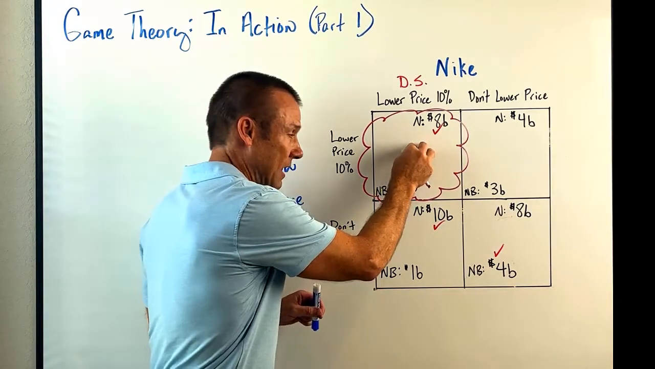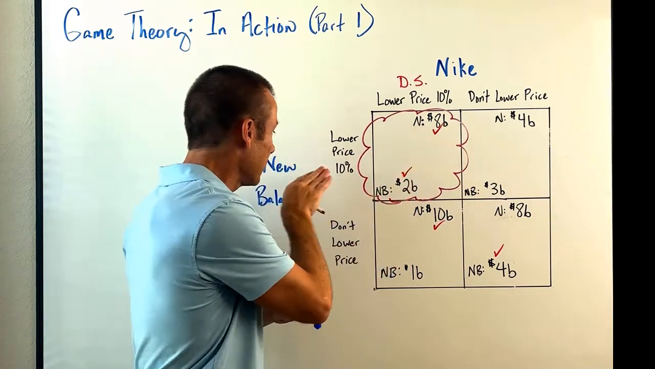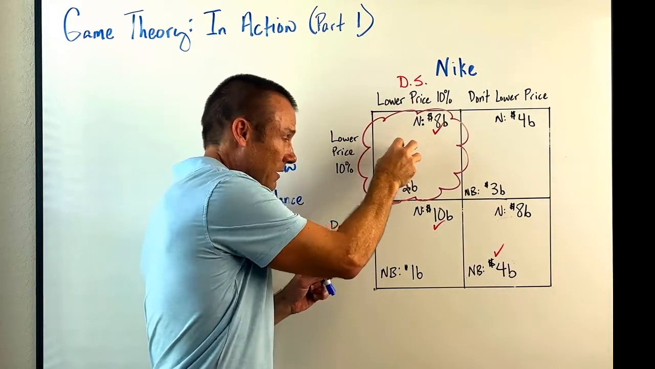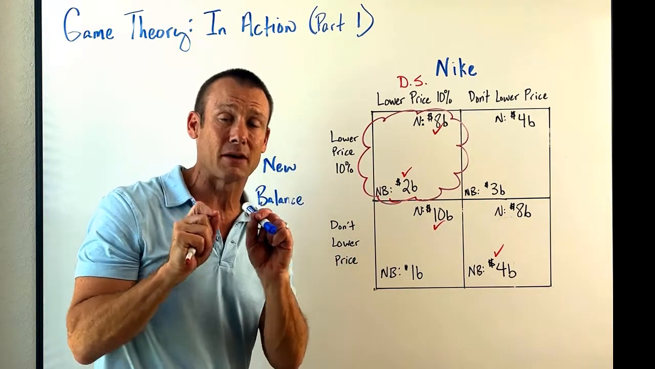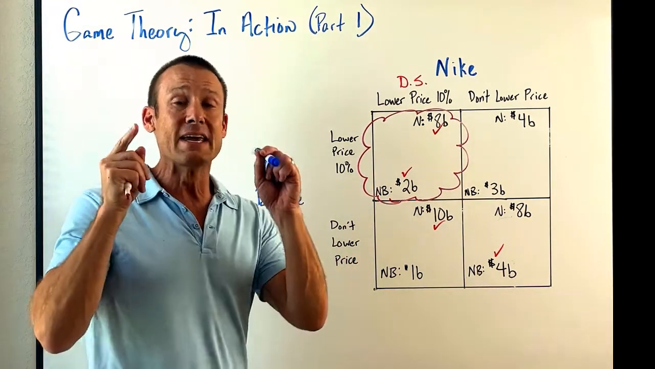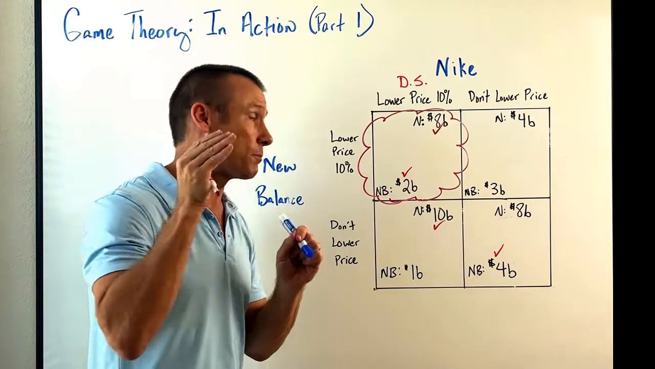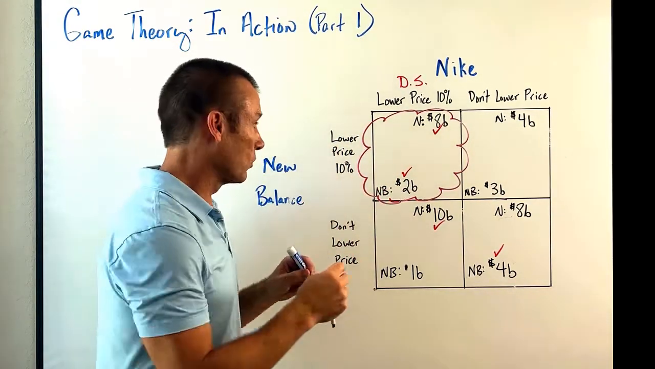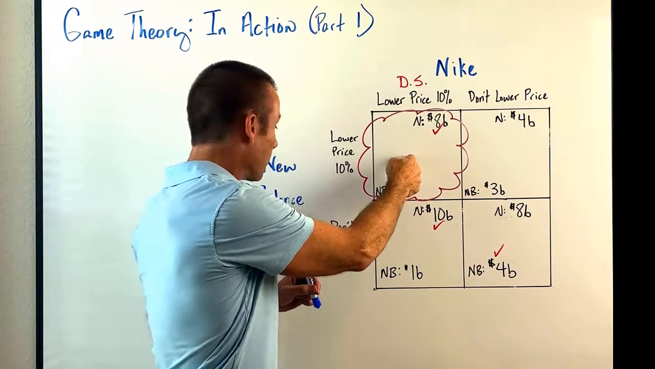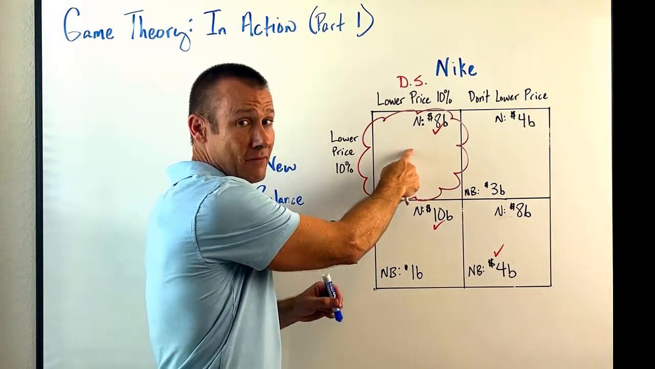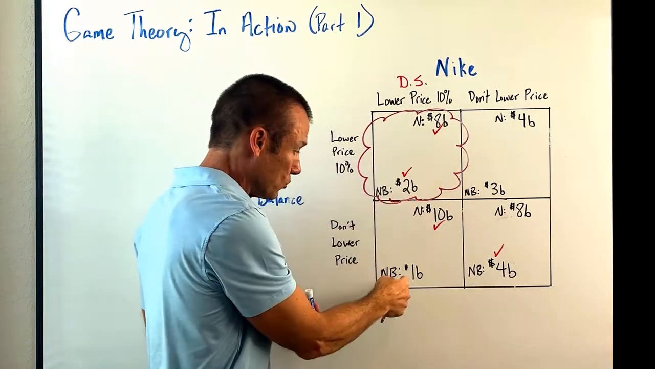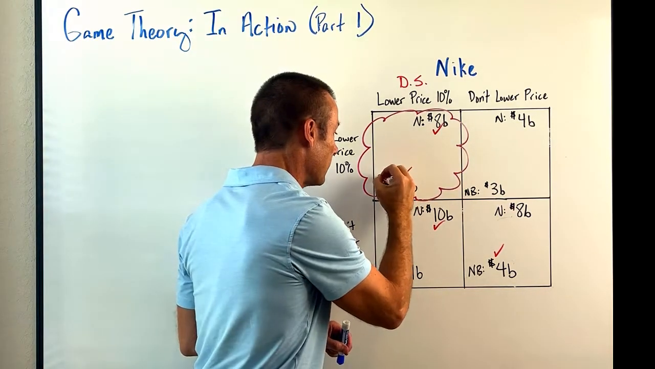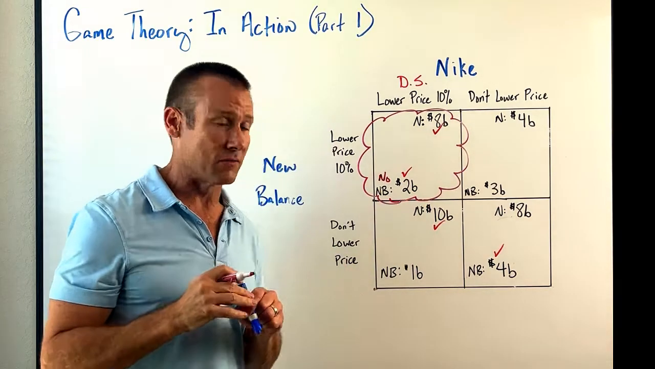So given this outcome, again, how do we get to this outcome? New Balance plays lower price, Nike plays lower price. That's how we get here. Given that, does either player have an incentive to change their strategy given the strategy the other player played to get to that outcome? So let's do it this way. Given that Nike played lower price, does New Balance have an incentive to switch over to not lowering the price? So $2 billion to $1 billion? No. The answer is no, they do not have an incentive to do that.